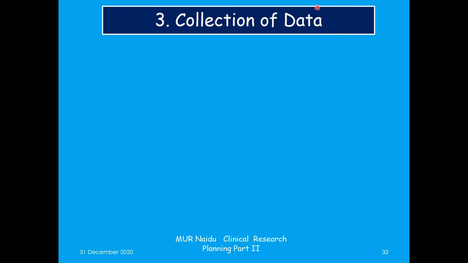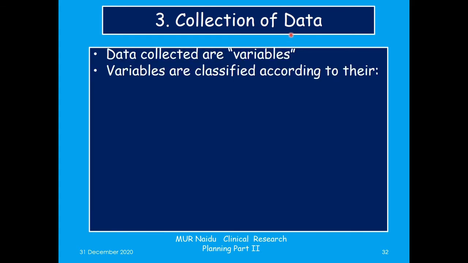Data collection is one of the very important aspects of planning a clinical trial or clinical research. The data collected are nothing but the variables which are fixed as primary or secondary variables in clinical research. These variables are further classified according to their type. For example, type 1, also known as continuous or discrete variable. The other is known as ordinal or nominal variable.